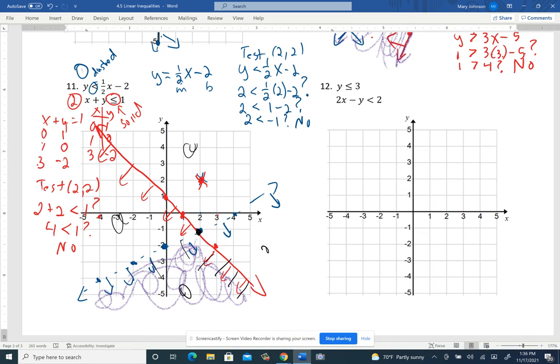Now, one line was solid and one was dashed, so the intersection point's not a solution. It would be an open circle, but these points over here are solid, so they would be part of the solution, and so would all of that.